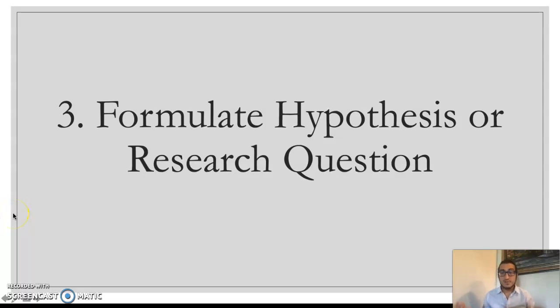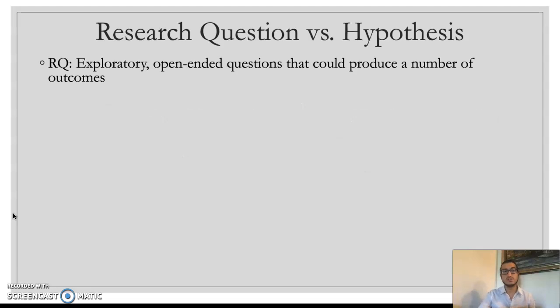All right, so we've chosen our topic. We've reviewed the literature on that topic to identify what previous scholars have already researched in this area, and we've identified a gap, something that nobody seems to have studied before that we can contribute by furthering the knowledge in our discipline. Next thing we need to do is formulate a hypothesis or research question.